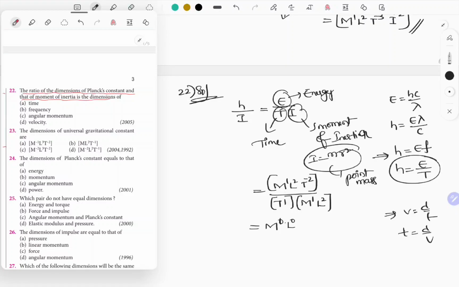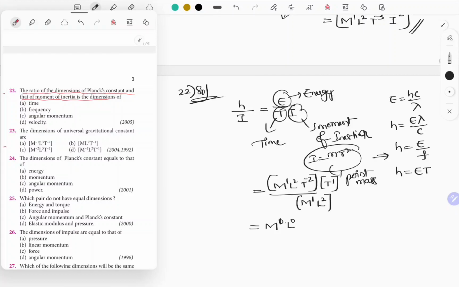So we made a small mistake. Check this mistake here. Here it is. So h is equal to E by f. Actually it is not E into f. Then you are going to get t power minus 1. So you can represent this as h is equal to E into t, not E power into t. So let me substitute that. It is going to be t power 1. So finally m power 0 L power 0 t power minus 1.